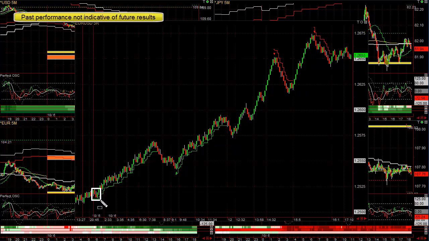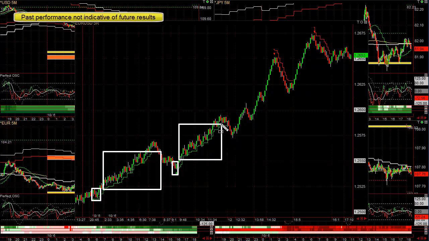So the key to trading is small losses. This is the initial risk on this trade, and this is how much profit there was. You can see it's 2.5 to 3 times, maybe even 3.5 times more than what the risk is. Then I went long again here. This is the risk. This is the reward.